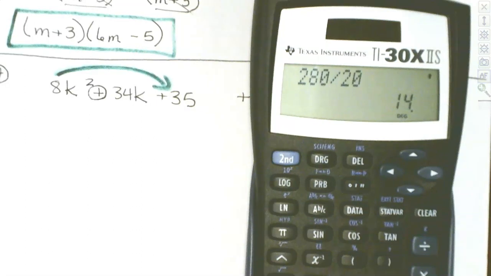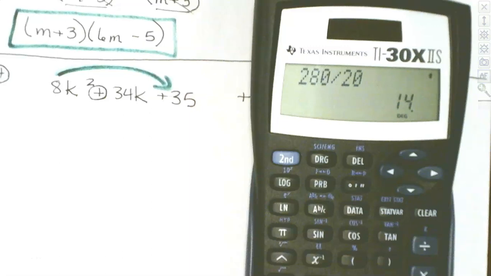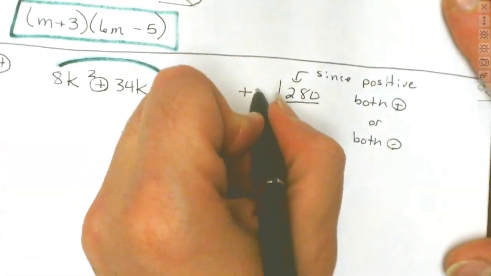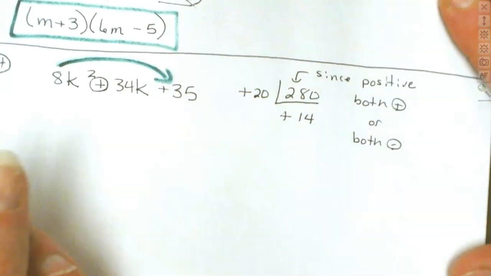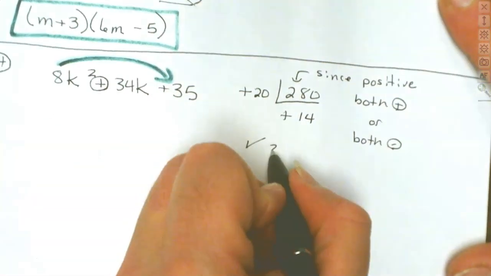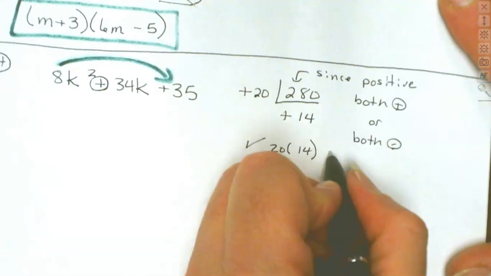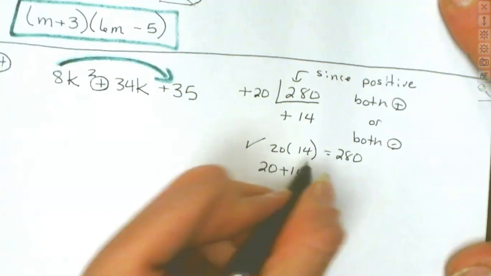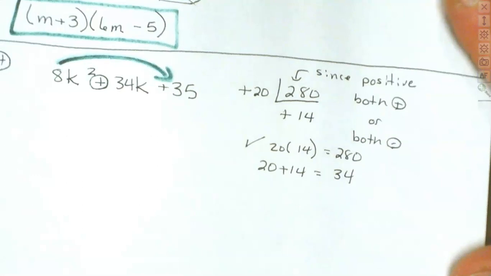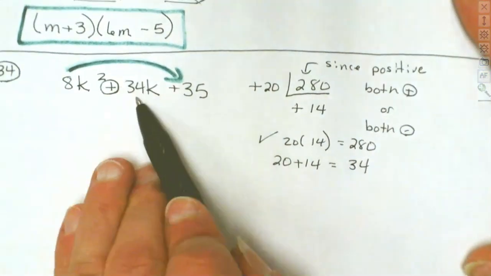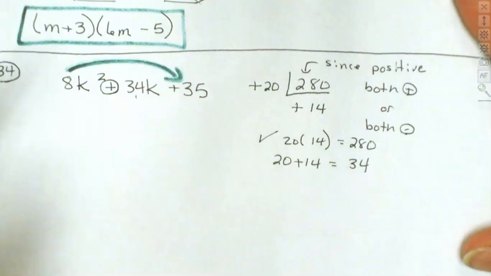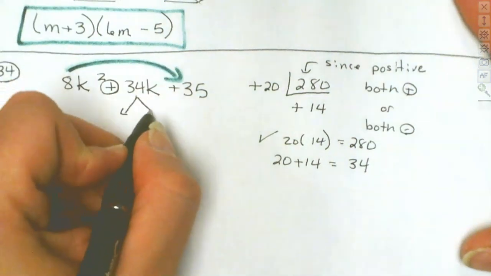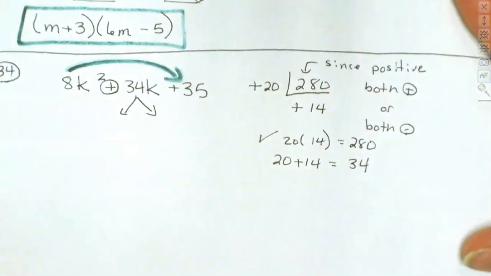Because 20 and 14, 20 plus 14, gives you that 34 in the middle. So that's what we want. We want a positive 20 and a positive 14. And we can check because 20 times 14 is 280, and 20 plus 14 is 34. And that 34 is right here in the middle. Now what do we do? Now we take that 34 and we split it up.